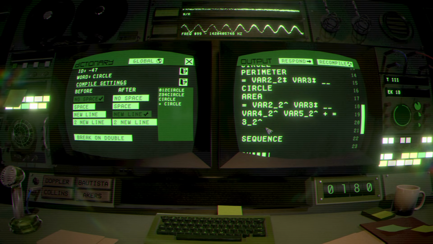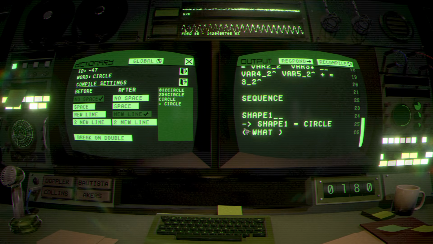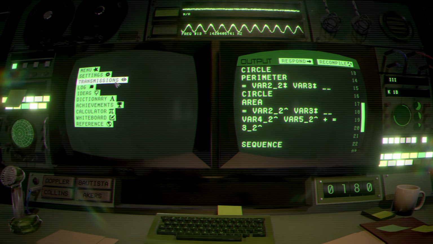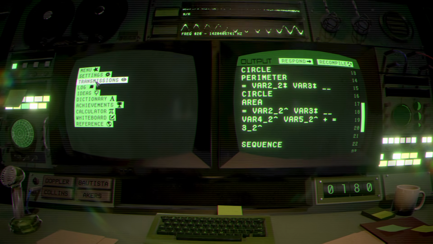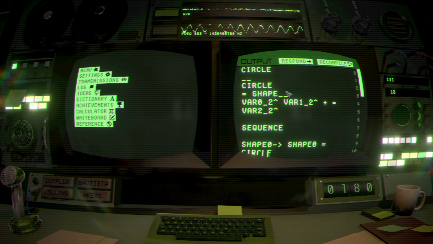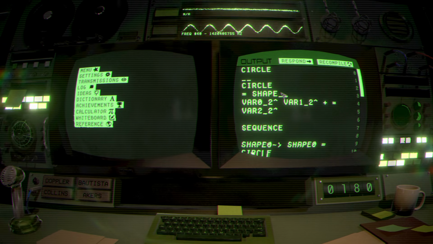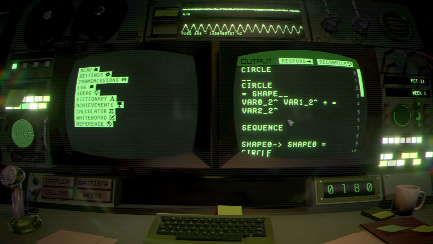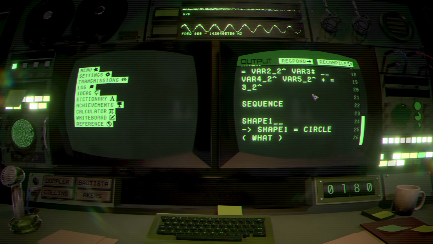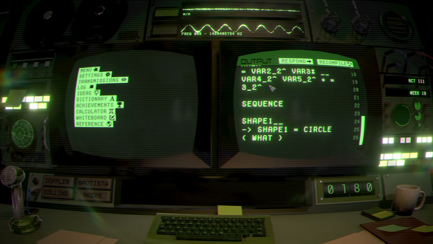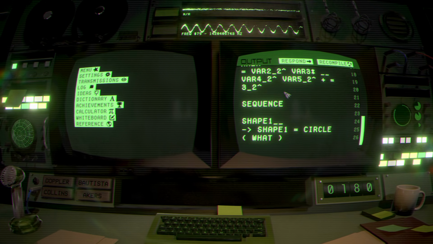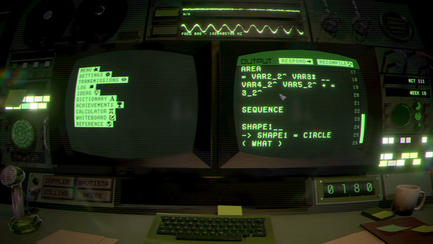What I'm missing is... go back. Missing is what they're looking for, because they were saying this. They give us a second one down here. Variable 4 squared plus variable 5 squared equals 3 squared. So the radius of this equation would be 3.